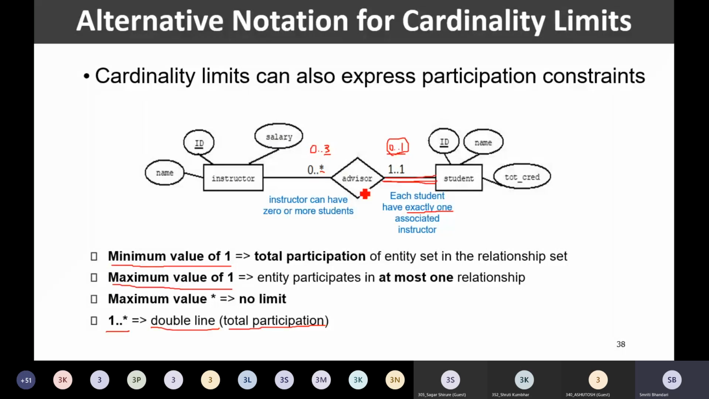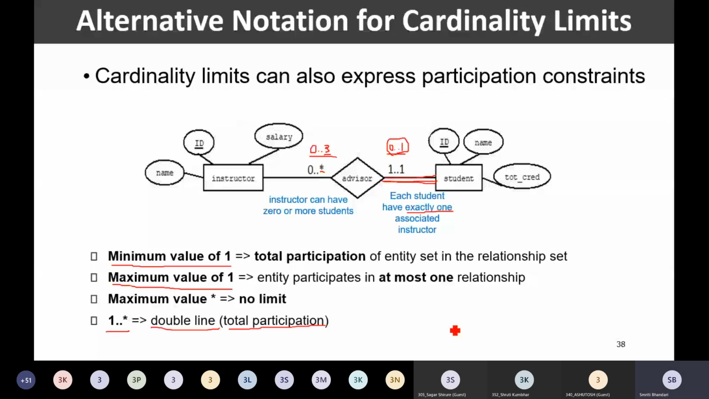But as the maximum cardinality limit is 3, this means that the instructor may have at the most 3 students associated. 3 students associated because the maximum cardinality limit is 3. Right?